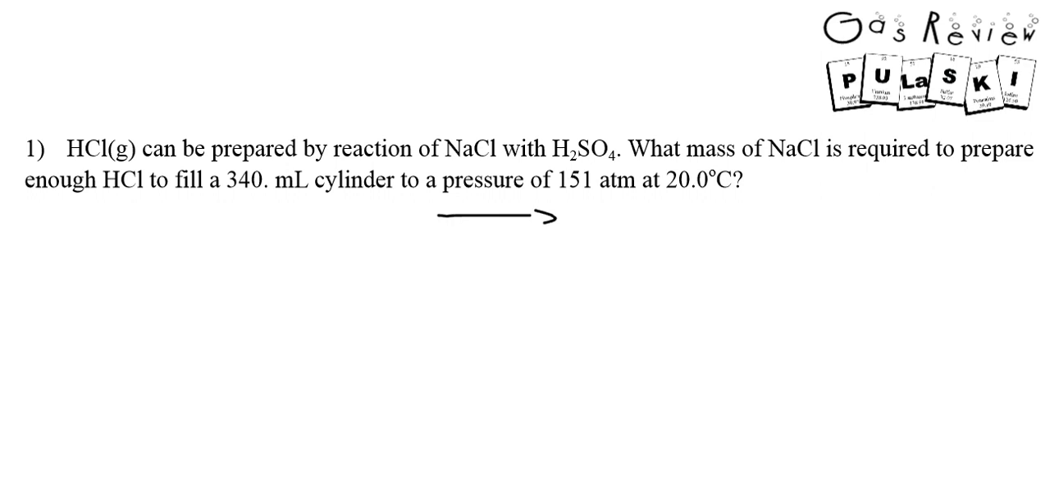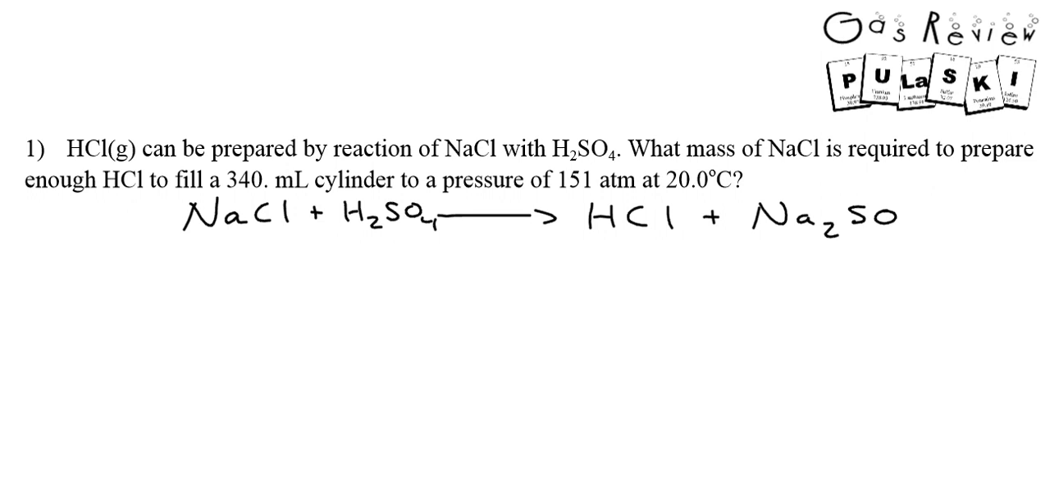So it says HCl can be prepared. So that would be a reactant or product? Prepared. It's going to be prepared, so it's a product. How do I know that? By reaction of NaCl with H2SO4. It sounds like those two things are reacting, so those are my reactants. What's my other product? Na2, good. That's good. Na2SO4, because you've got to bring that 2 down, right? So then we've got to just make sure we balance this.